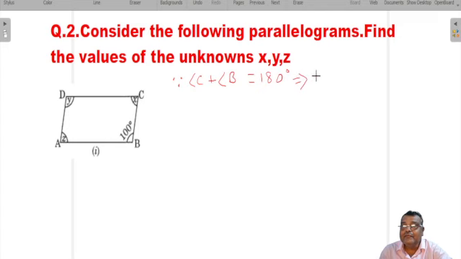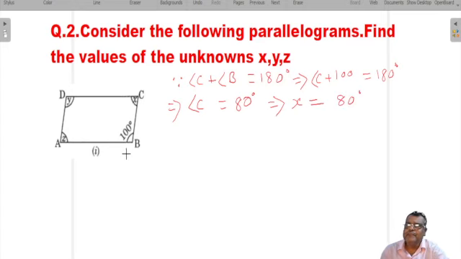degrees. So angle C plus 100 is equal to 180. So angle C is equal to 180 minus 100. Angle C is equal to 80 degrees. And this implies angle C is equal to x. So x is equal to 80 degrees.